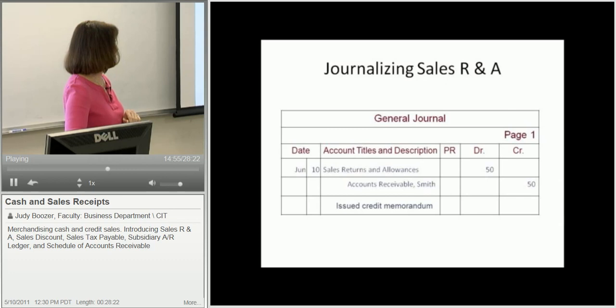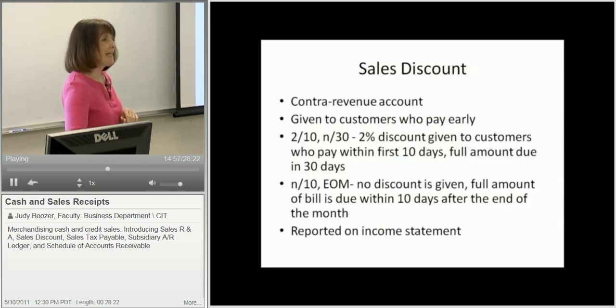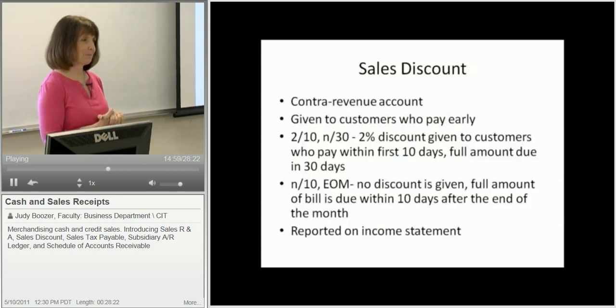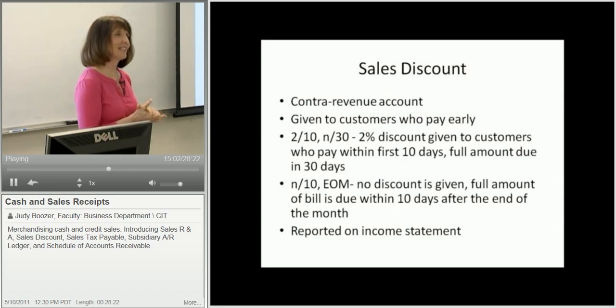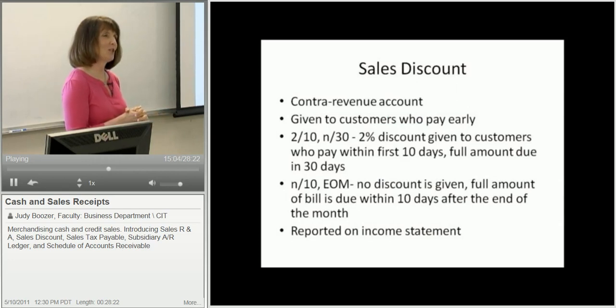Now here's another new account called a sales discount. And we saw the terms back on that invoice we saw earlier. It's another contra account. It's directly connected to sales. Therefore, what kind of a balance will it have? A debit. Sales is a credit. Contra accounts have to be opposite. Therefore, sales discount is going to be a debit balance account.